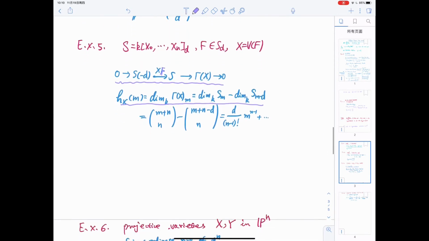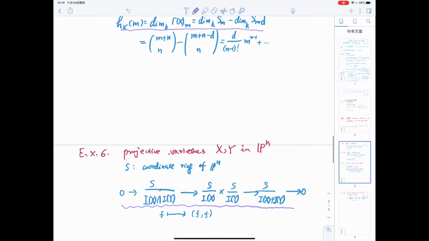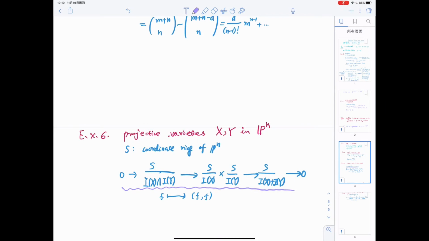And we consider next example, which is the union and intersection of projective varieties X, Y in projective space. Consider the short exact sequence. And this map is given by f to (f, f), and this map is given by (f, g) to f minus g.